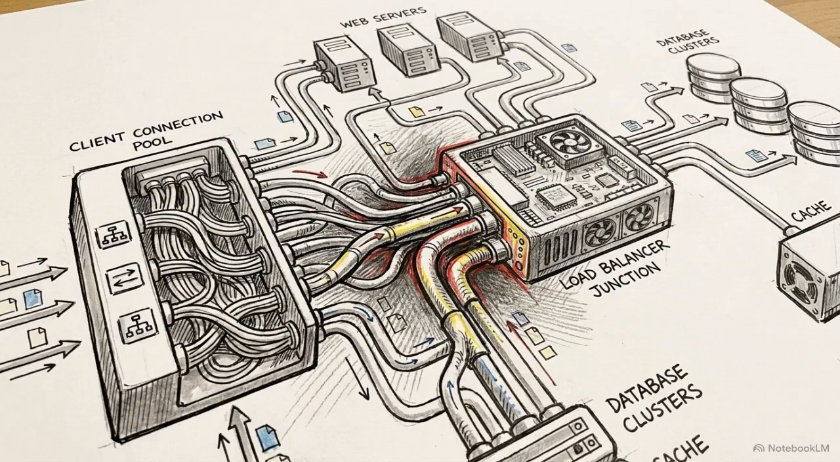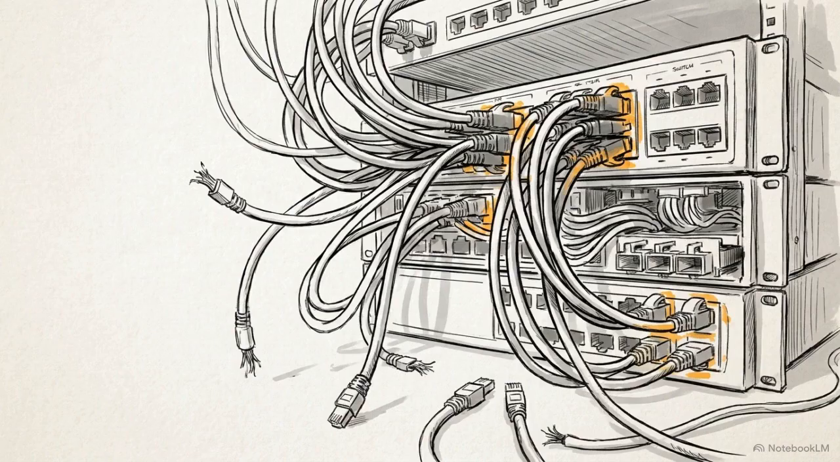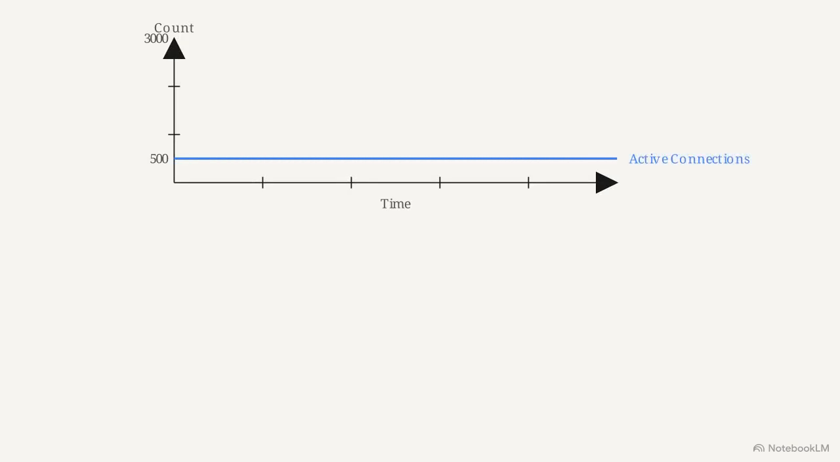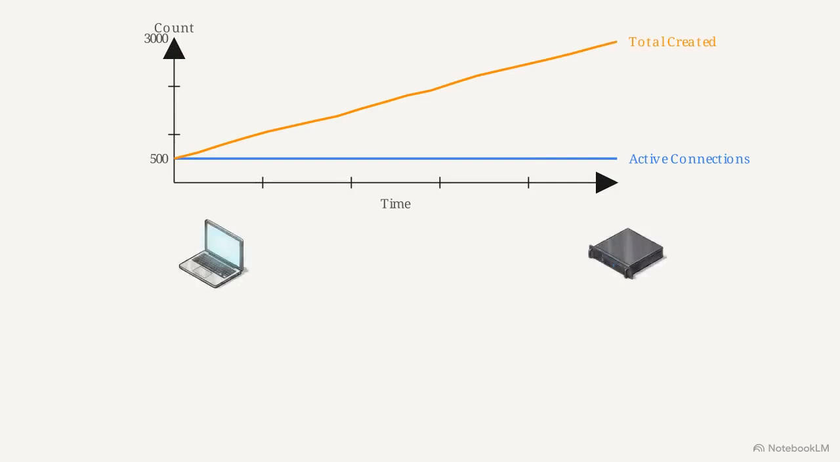There is a third consumer hiding in the architecture. In reality, streaming clients drop and reconnect constantly due to network blips and load balancer rotations. This chart isolates the problem. The application layer reports a stable 500 active connections, but total connections created climbs into the thousands.